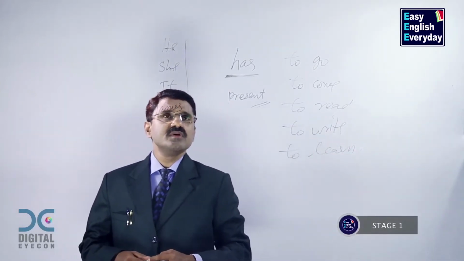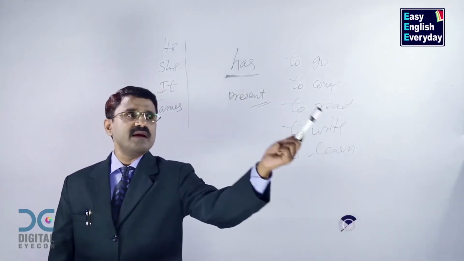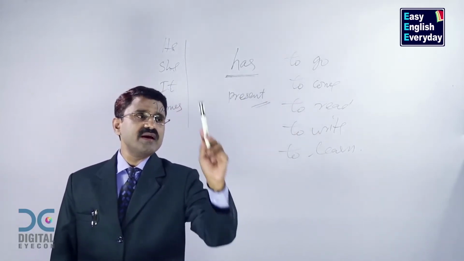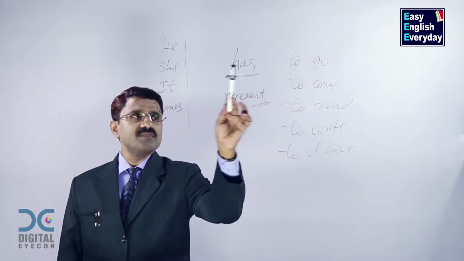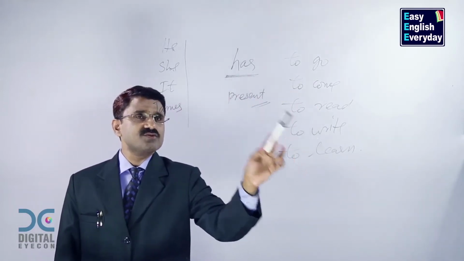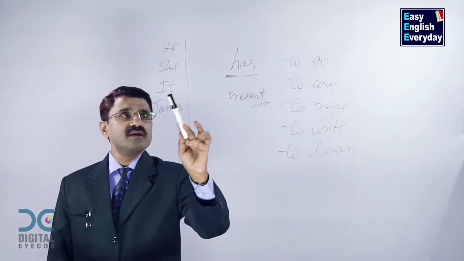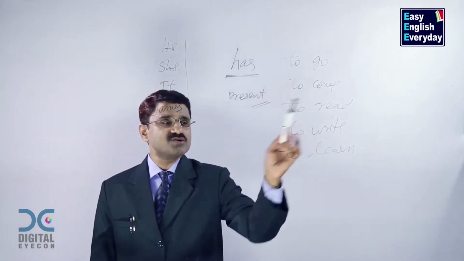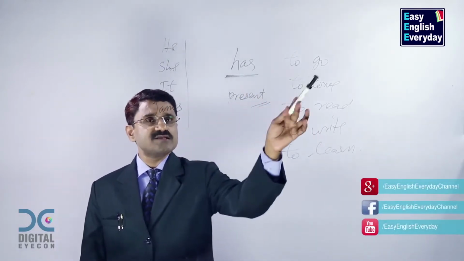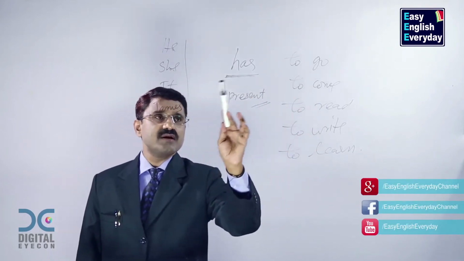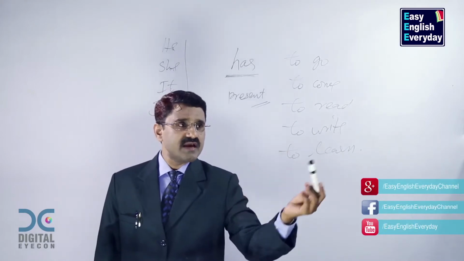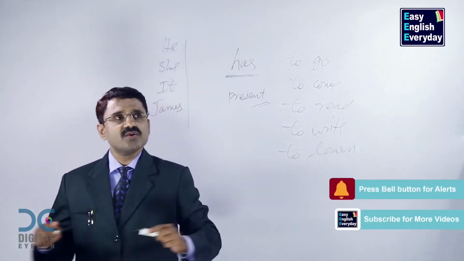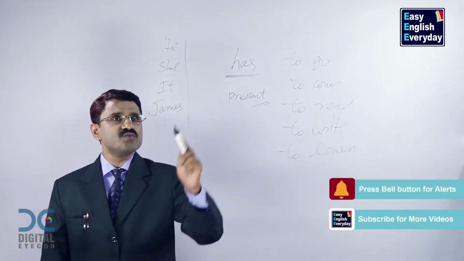He has to go. He has to come. He has to read. He has to write. He has to learn. She has to go. She has to come. She has to read. She has to write. She has to learn. It has to go. It has to come. James has to go. James has to come. James has to read. James has to write. James has to learn. So you can make sentences in this way.